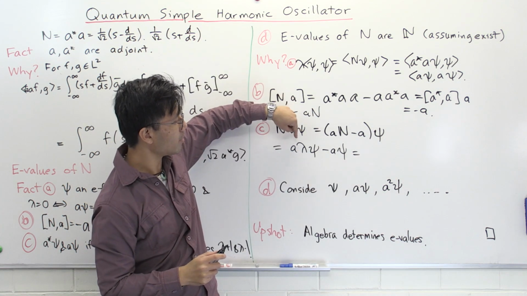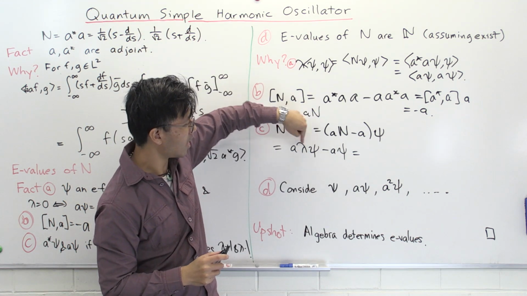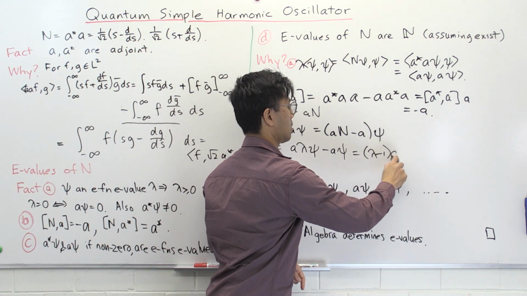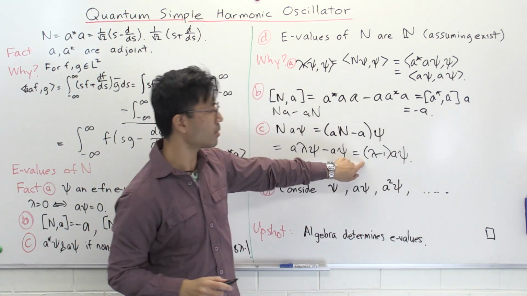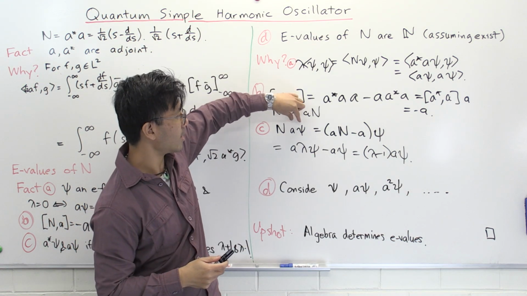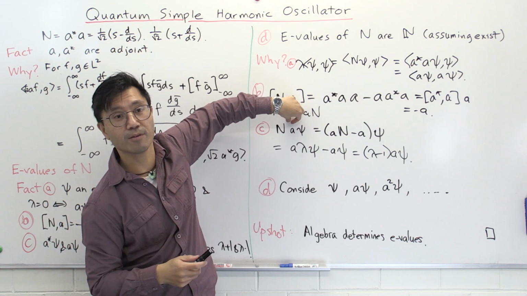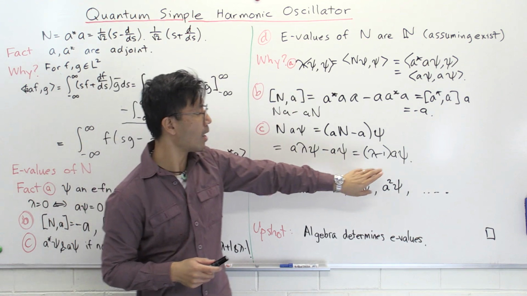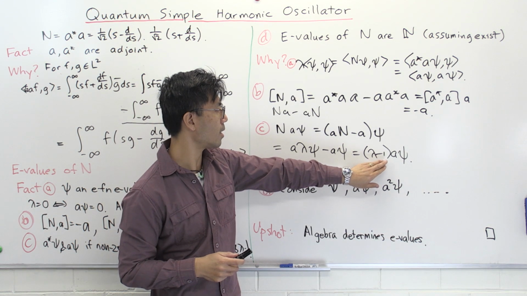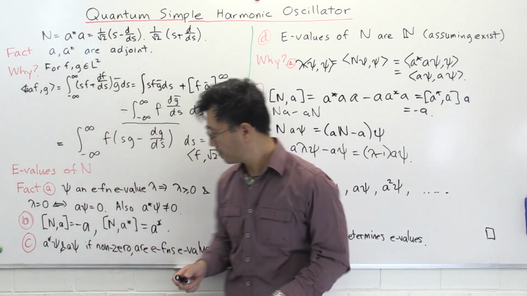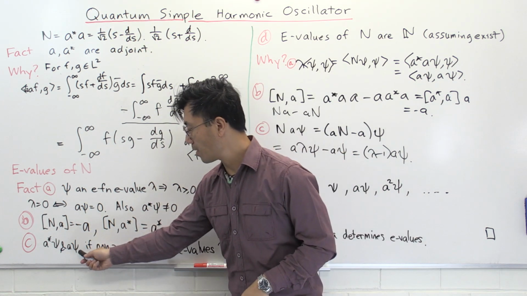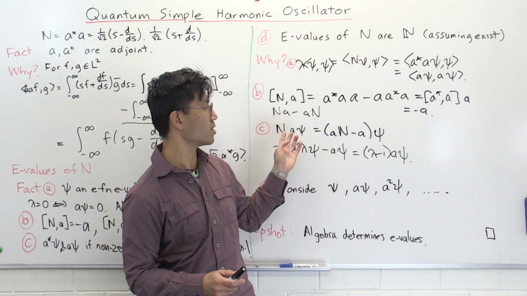So at the end of the day, how many a times psi do you have? This is a scalar, so you can pop it out. You get lambda minus 1 times a psi, okay, which shows you that this a psi is indeed an eigenfunction, and the eigenvalue, moreover, is equal to lambda minus 1. Okay, so that's what we want to prove about a psi. And that's assuming, of course, a psi is non-zero.